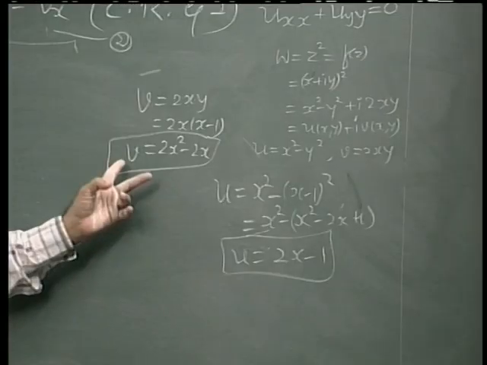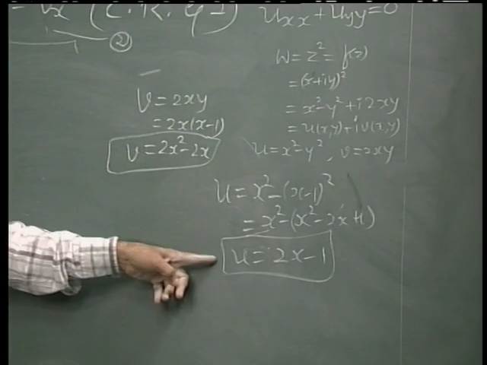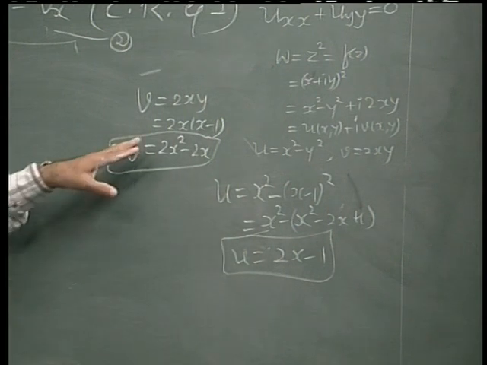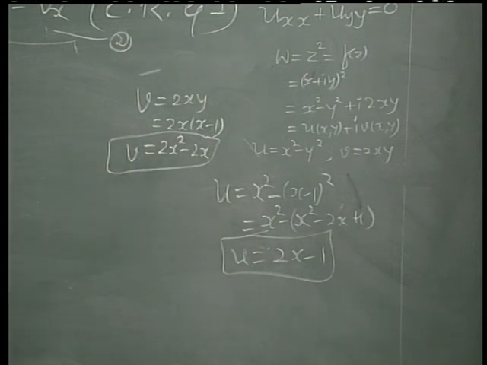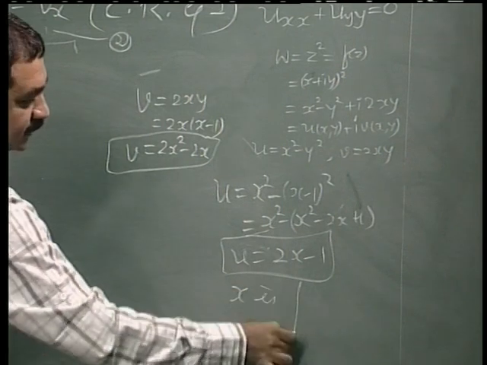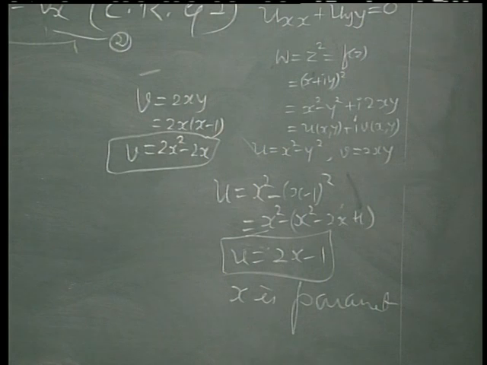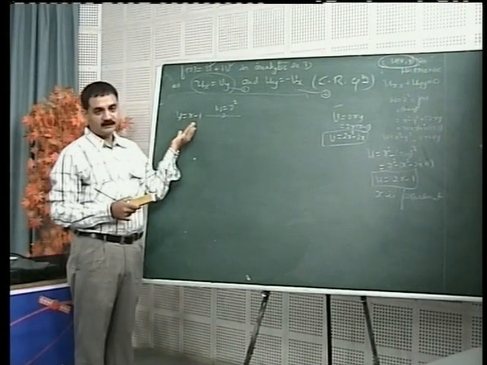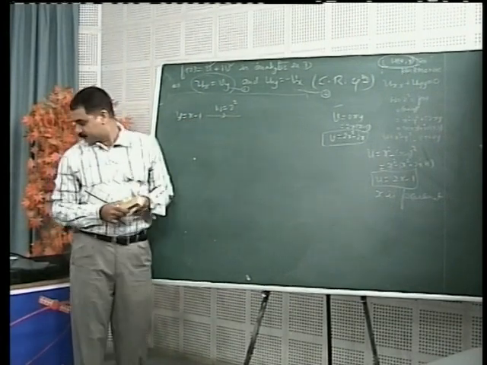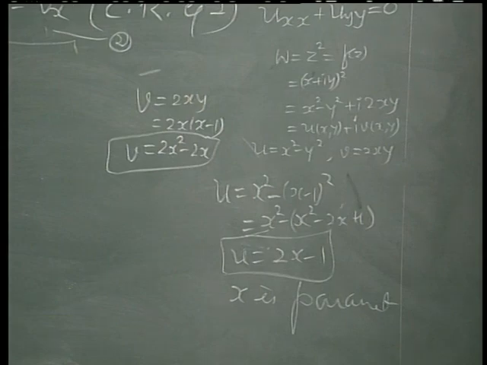Please take your view a little closer. u is 2x minus 1, v is 2x square minus 2x. x is the parameter, and we have to eliminate x. We find the image of the line y equal to x minus 1 in u and v. I think that part is done.